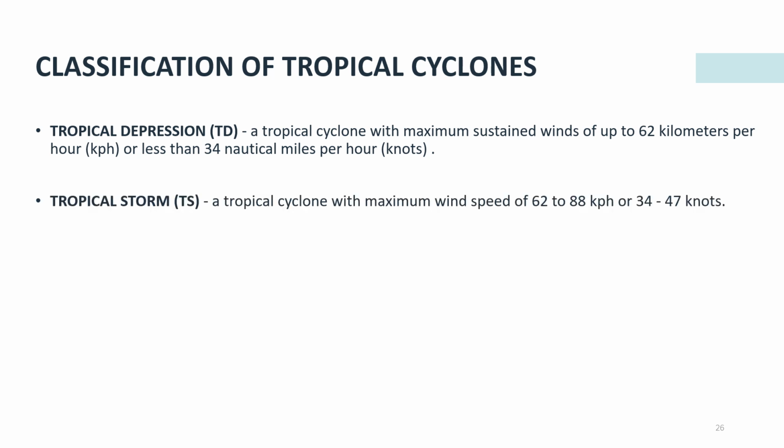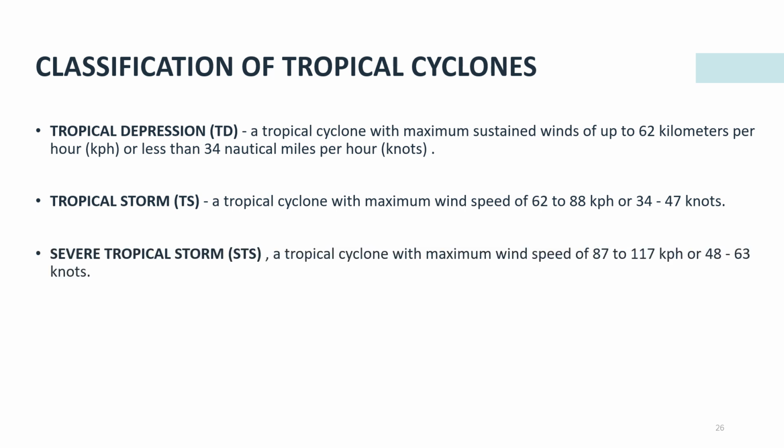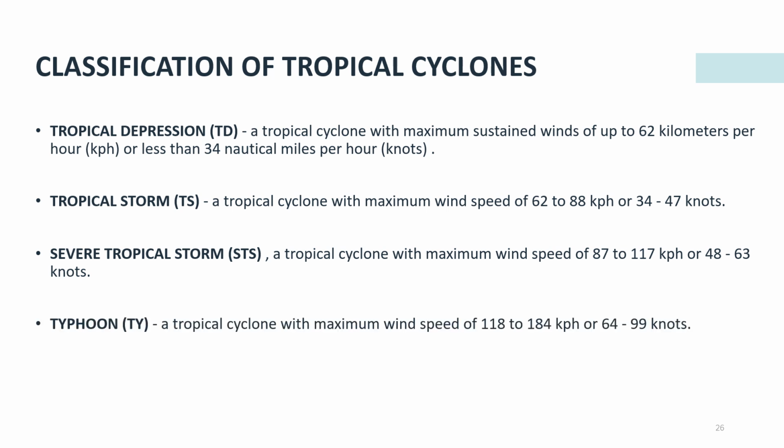And the next is the tropical storm, which has a greater wind speed with a maximum of 62 to 88 kilometers per hour, or 34 to 47 knots. And then it goes to a severe tropical storm with a higher wind speed of 87 to 117 kilometers per hour. And then there is what we call a typhoon with a maximum wind speed of 118 to 184 kilometers per hour, or 64 to 99 knots.